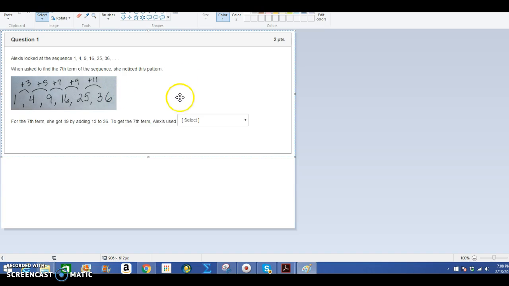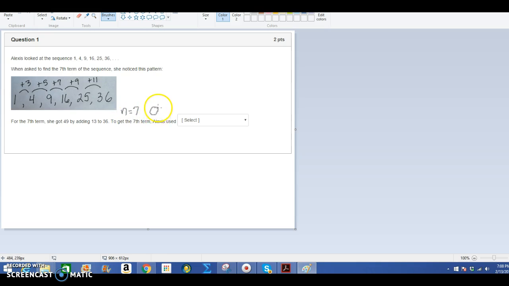On this one, Alexis is getting terms by building off of the previous term. To get the second term, she adds 3. To get the third term, she adds 5. To get the fourth term, she adds 7, and so on. The question says that when she gets the 7th term, and by the way, the 7th term implies n is equal to 7, because n stands for the term number.